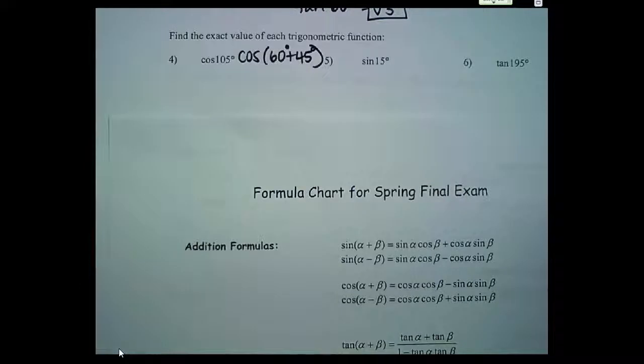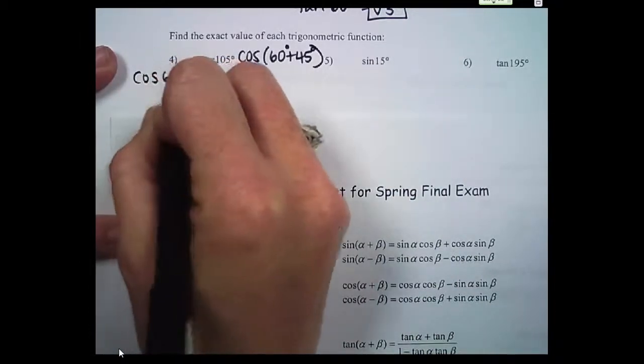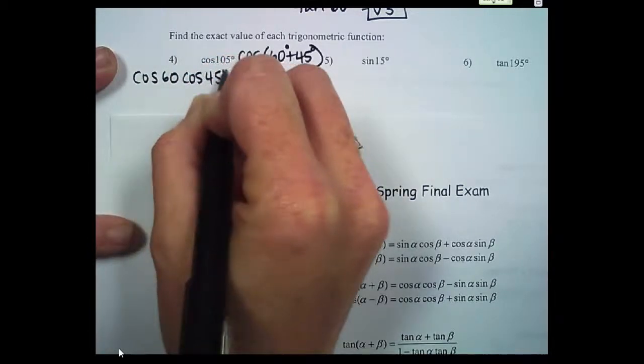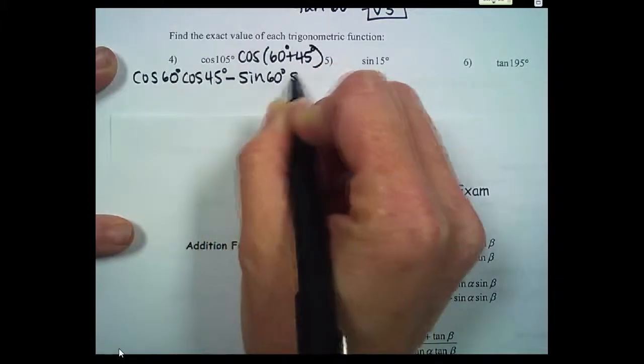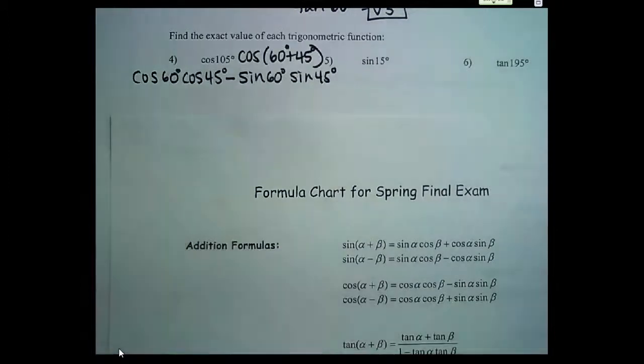And then I'm going to use my formula to expand it. Cosine, cosine, minus sine, sine. Correct? It's the opposite. So you're going to say, okay, cosine of 60 times cosine of 45. We write minus sine of 60, sine of 45. What's my next step then? That's why I was saying you probably needed your unit circle. If you don't have it, you need to get it out.